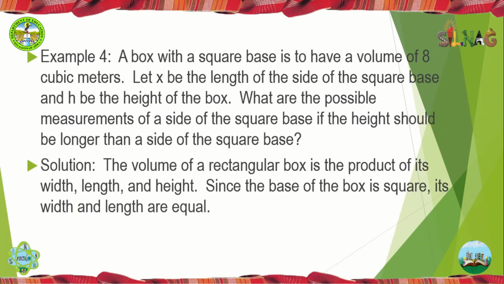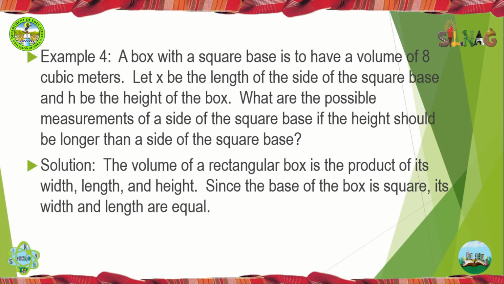Let us have our example number 4. A box with a square base is to have a volume of 8 cubic meters. Let X be the length of the side of the square base and H be the height of the box. What are the possible measurements of a side of the square base if the height should be longer than a side of the square base? So we have the solution.